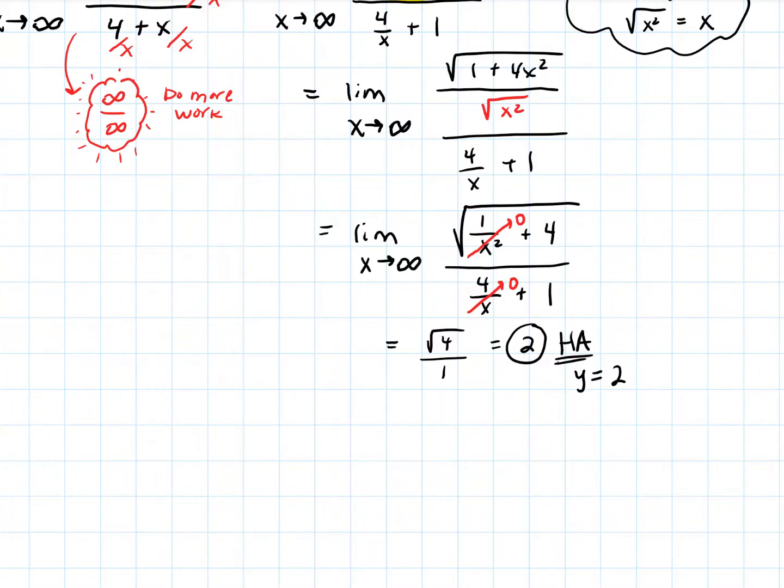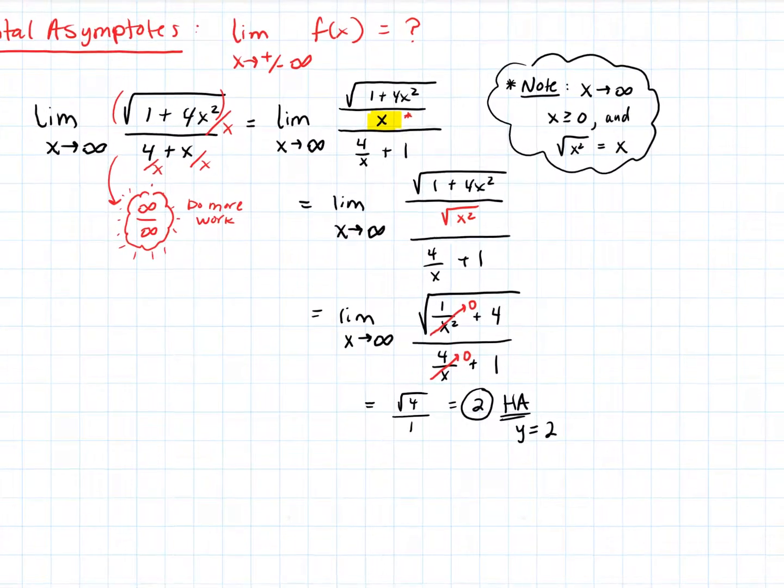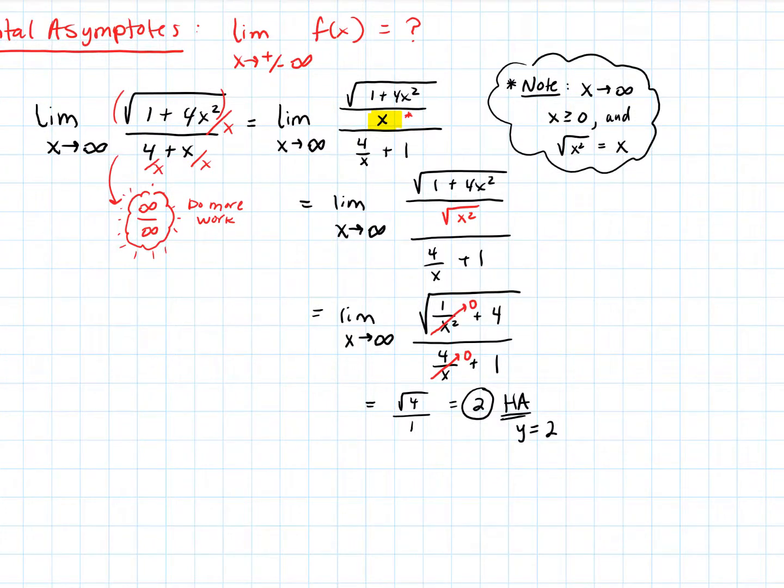We'll summarize it at the end because I think we're going to have another one as well, because we have to consider what happens on the other side of the graph. This was the right side of the graph. What then is happening on the left side of the graph?